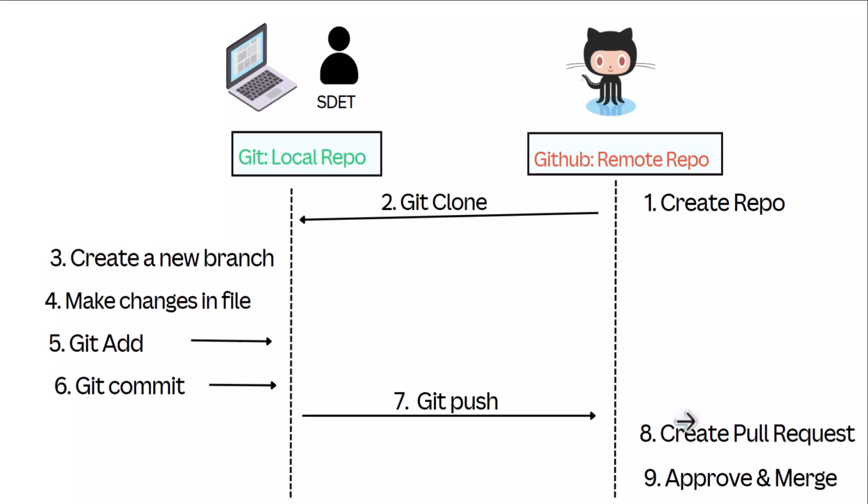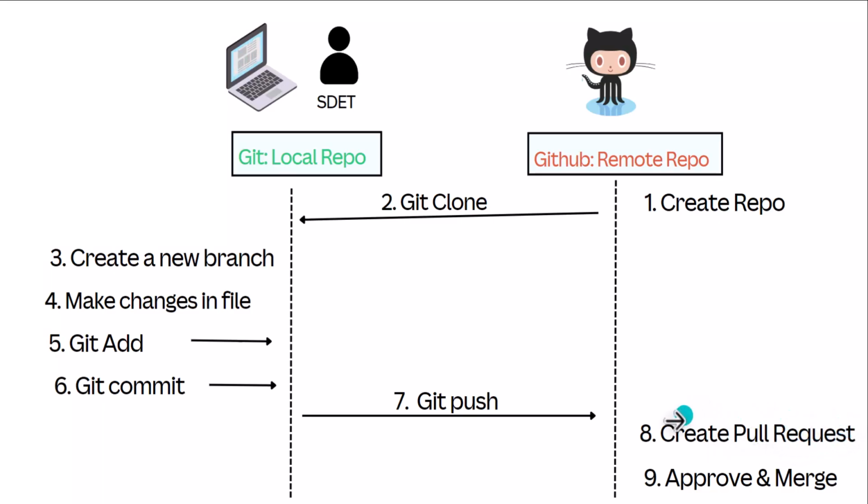In this pull request, you will have to mention what is the source of the branch. Let's say you created a branch called login branch. And then there is a master branch to which you want to merge all your changes. So what you'll do is you will select your source to be your login branch and the destination would be the master branch.